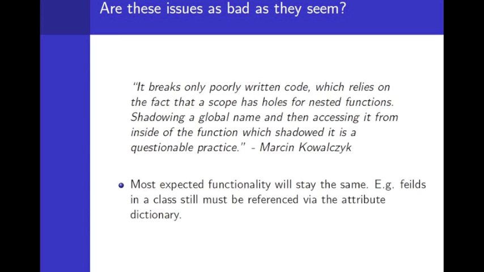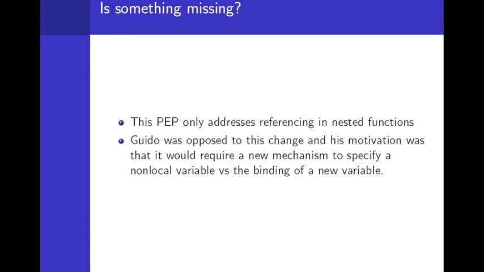So are these issues as bad as they seem? It only breaks poorly written code, which relies on the fact that a scope has holes for nested functions. Shadowing a global name and then accessing it from inside of the function which shadowed it is a questionable practice. We agreed with this statement and that only poorly written code would be affected by the implementation of PEP 227.